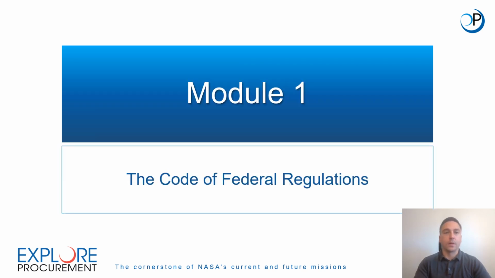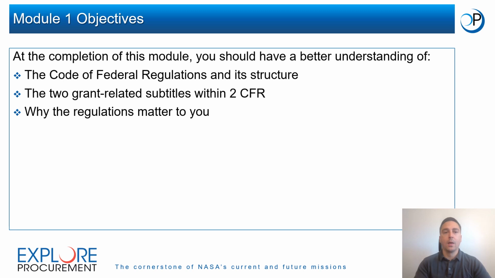Module 1 focuses on the overall structure and content of the Code of Federal Regulations. At the completion of this first module, you should have a better understanding of the Code of Federal Regulations and its structure, the 2 grant-related subtitles within 2 CFR, and why the regulations matter to you and your entity.